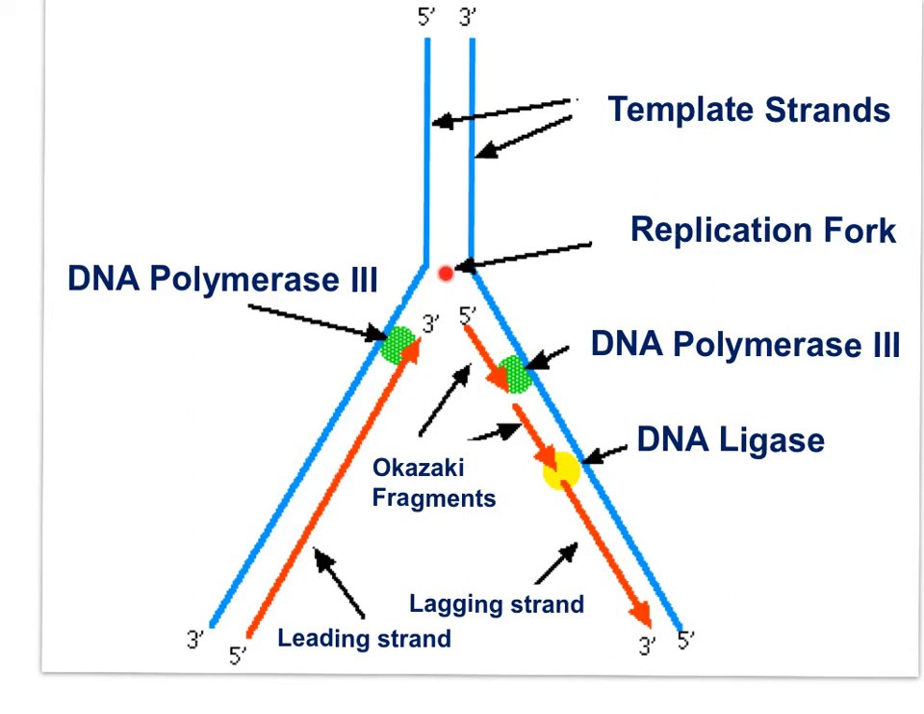Here's the replication fork, here's the leading strand, here's the lagging strand, here are the Okazaki fragments, 5 to 3 direction, 5 to 3 direction. New DNA in red being synthesized using the template strands in blue. The newly synthesized DNA is synthesized 5 to 3, 5 to 3.